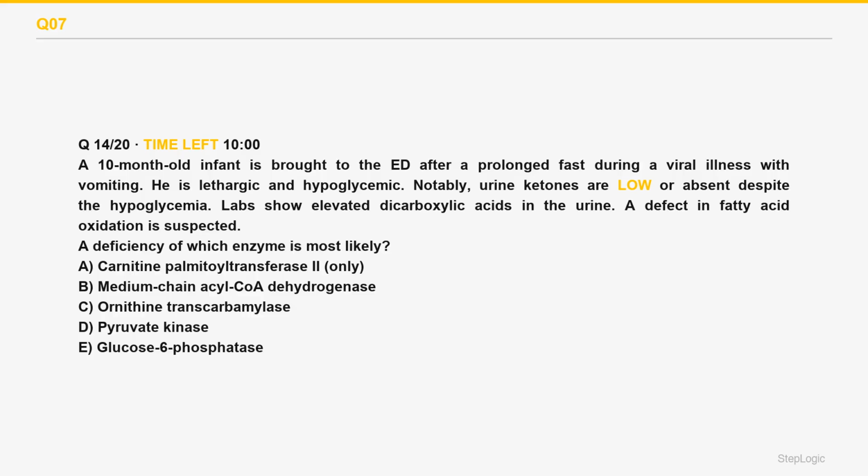A deficiency of which enzyme is most likely? A 10-month-old infant is brought to the ED after a prolonged fast during a viral illness with vomiting. He is lethargic and hypoglycemic. Notably, urine ketones are low or absent despite the hypoglycemia. Labs show elevated dicarboxylic acids in the urine. A defect in fatty acid oxidation is suspected.